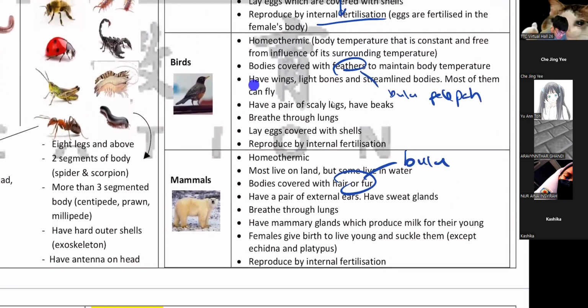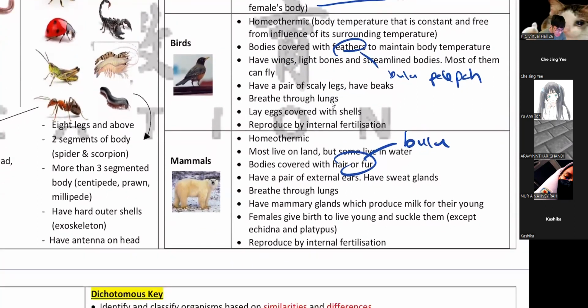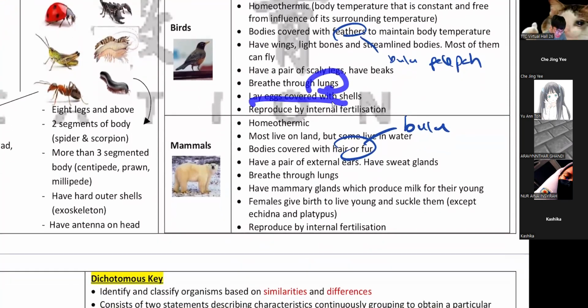So they have wings. Okay, bersayap. Most of them can fly, besides like chicken or ostrich. They cannot fly. Okay, so they have scaly legs. Kaki bersisik. If you look at a bird's legs, they are very ugly, right? They have scales there. Why are you hungry? Because I said chicken. They have beaks. So they breathe through lungs. They lay eggs with shell, bercangkerang, and they do internal fertilization.